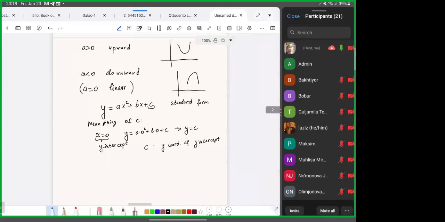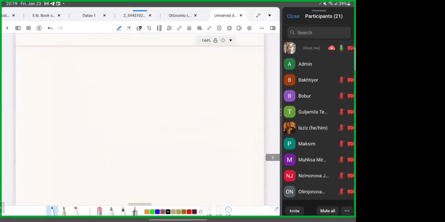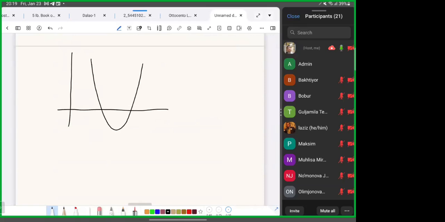So let's continue. Now, the most important thing in your parabola is its vertex. You can see every parabola has its own vertex. So this is the x-axis, this is the y-axis, and this is the vertex. The vertex has two coordinates. It has its own x coordinate and its own y coordinate. This is called the vertex, guys.